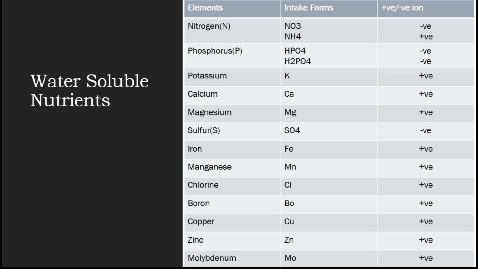Then comes potassium, which is again a positive. Calcium, again positive. Magnesium, again positive. Sulfur, that is SO4, is negative. Iron, that is positive. Manganese, that is positive. Chlorine, that is positive. Boron is again positive. Copper is positive. Zinc is positive. Molybdenum is positive. So maximum nutrients that we are adding to our plants, that is all positive. Only nitrogen intake forms, phosphorus intake forms and sulfur, they are actually negative.